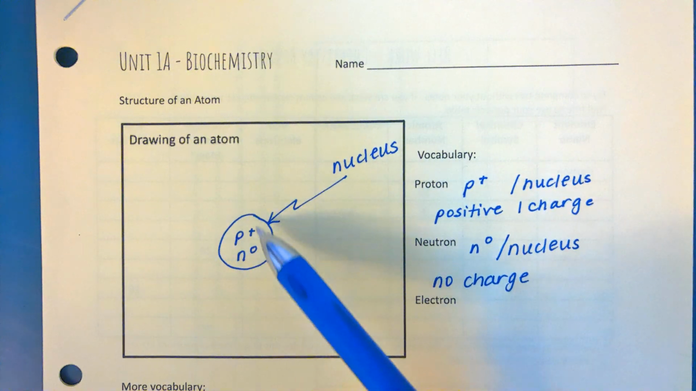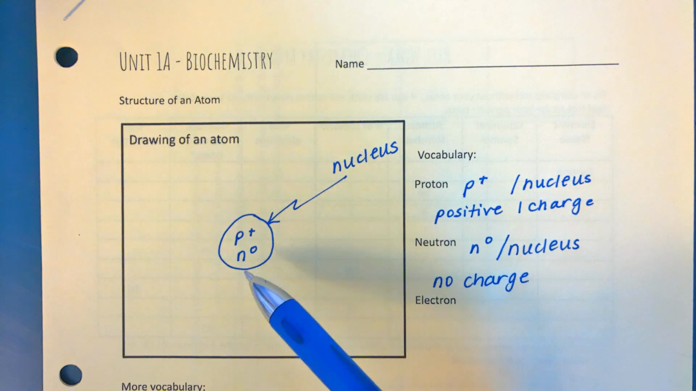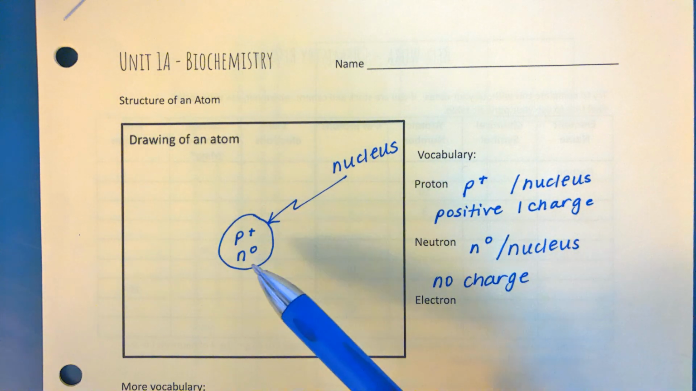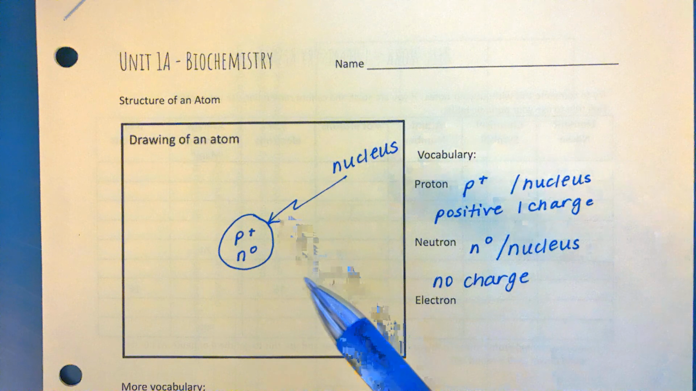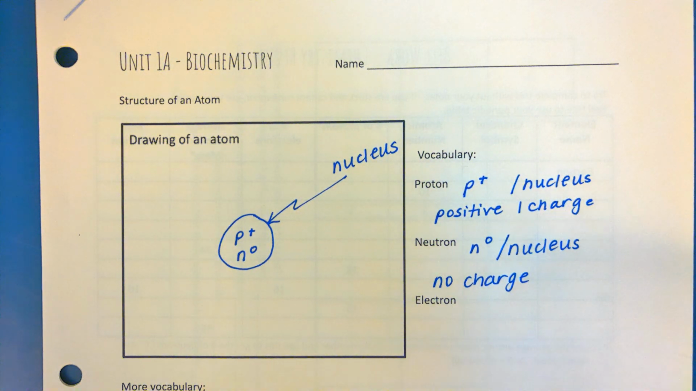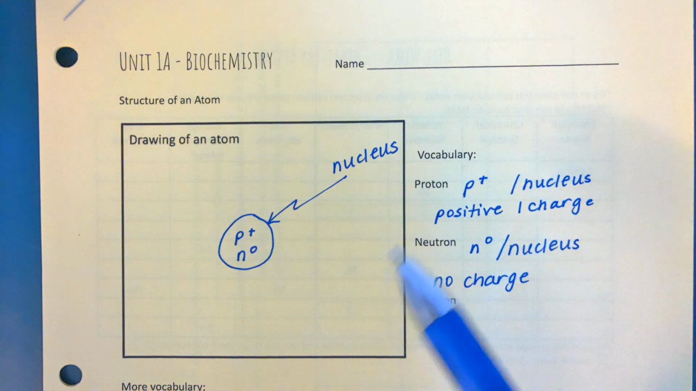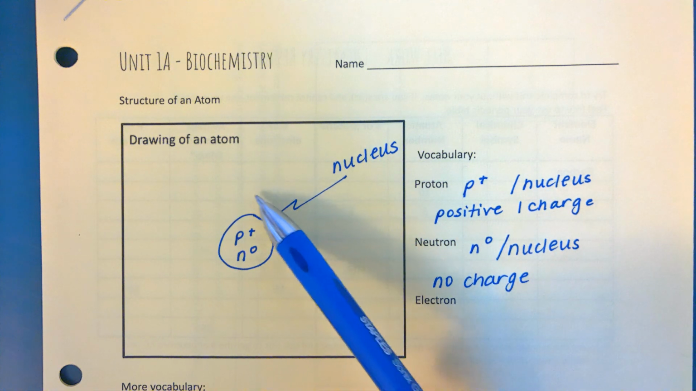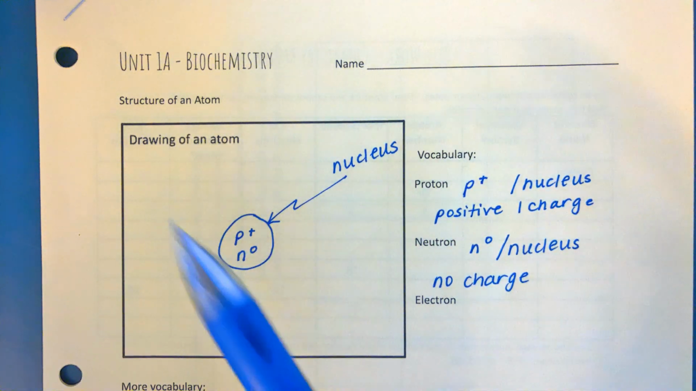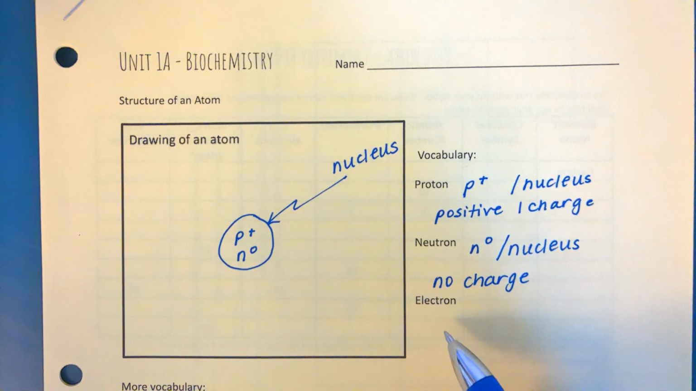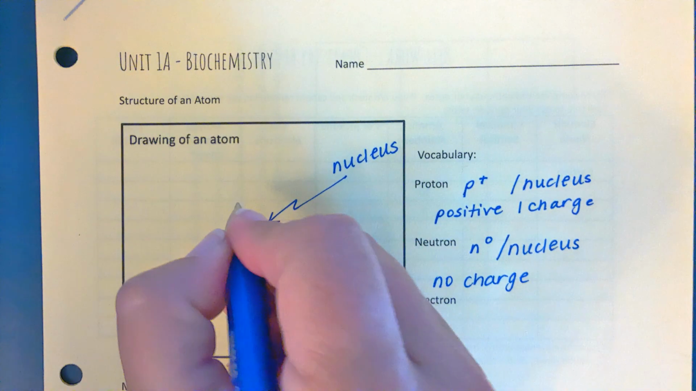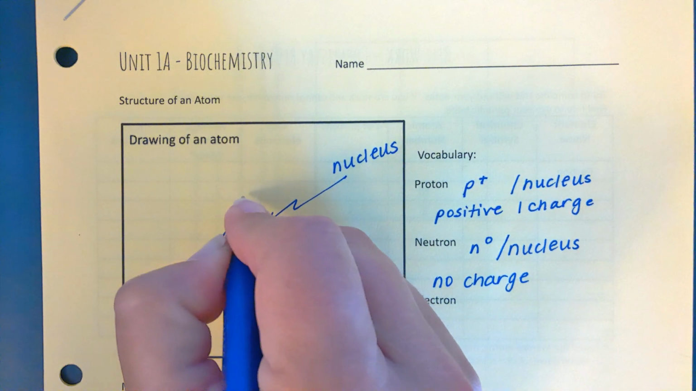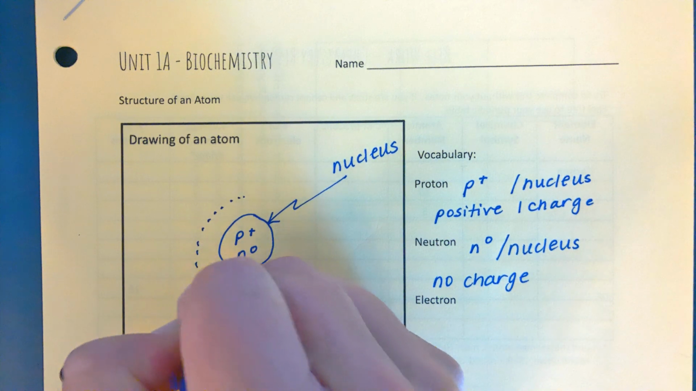This is the central part of the atom. It is incredibly dense. It has lots of protons and neutrons in there, in varying numbers. We'll talk about how we figure out how many protons and neutrons in a moment. And then kind of orbiting or circling around that nucleus, we have the third subatomic particle, which is called an electron.